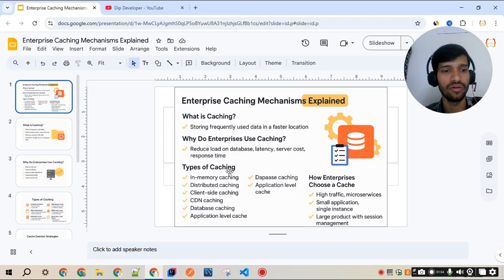So what will we cover in this video? We'll cover what caching actually means, why enterprises use caching, what different types of caching mechanisms or techniques are available in the market, and how an enterprise or an organization chooses which caching to use.